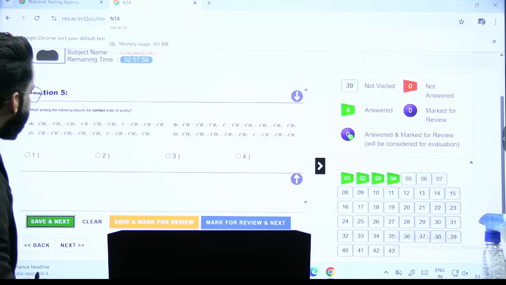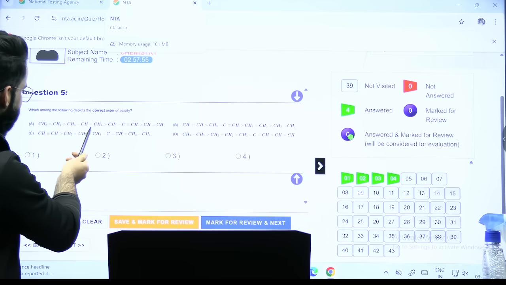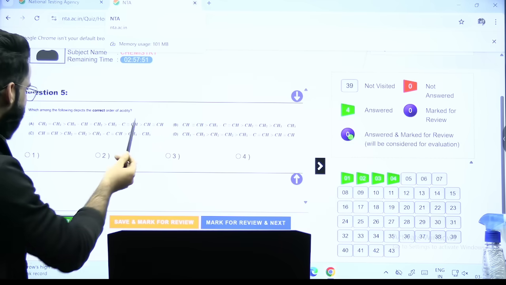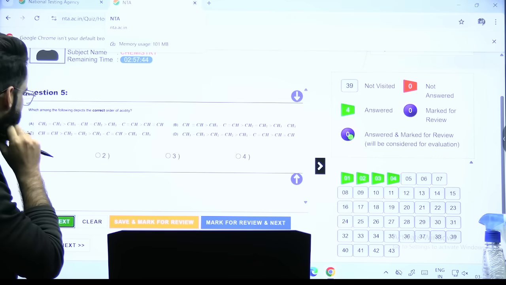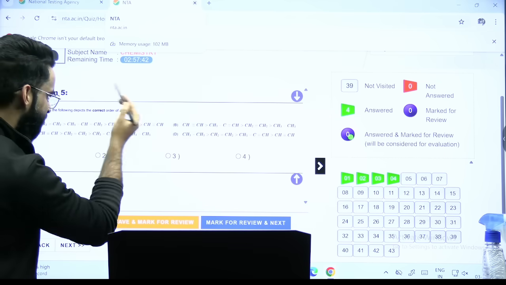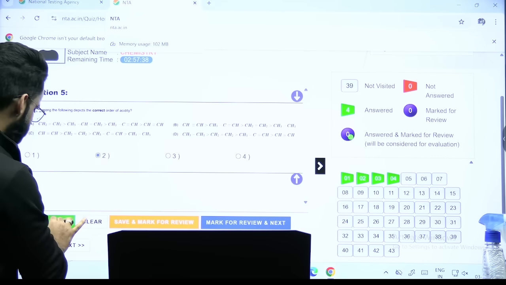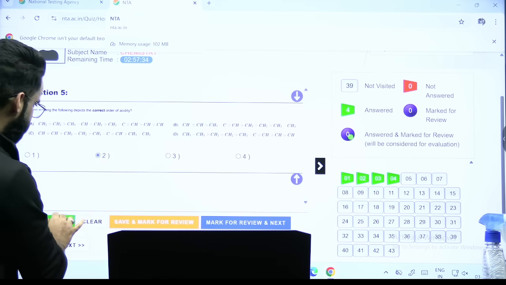Which of the following depicts the correct order of acidity? So this is ethene. This again a double bond. Here it's a triple bond. Here it's ethyne. So ethyne has to be maximum acidic, right? Ethyne has to be maximum acidic. So it has to be your option number 2 only, because that only says ethyne is most acidic. Perfect. Moving on to the next one. Yeah, I believe every single thing is clear up to there. I'm moving on to the next one.